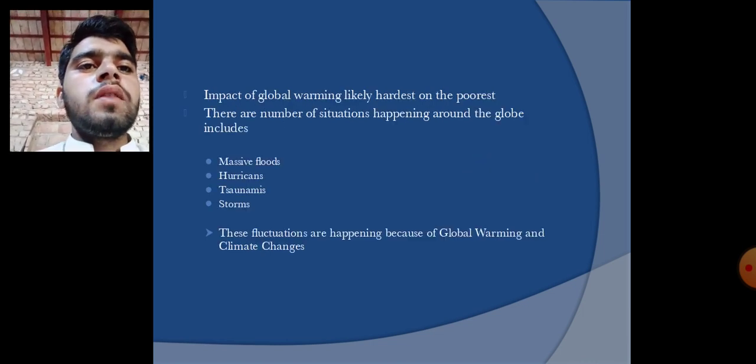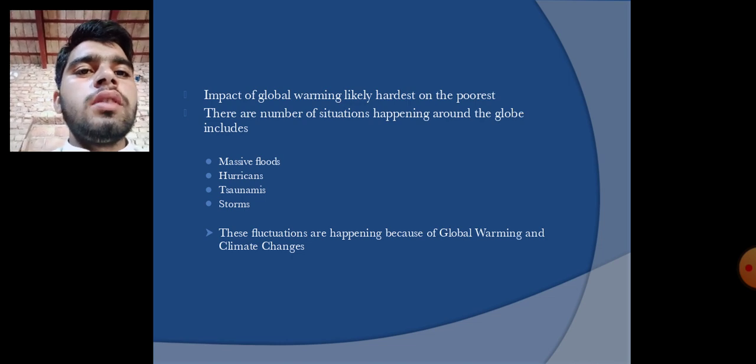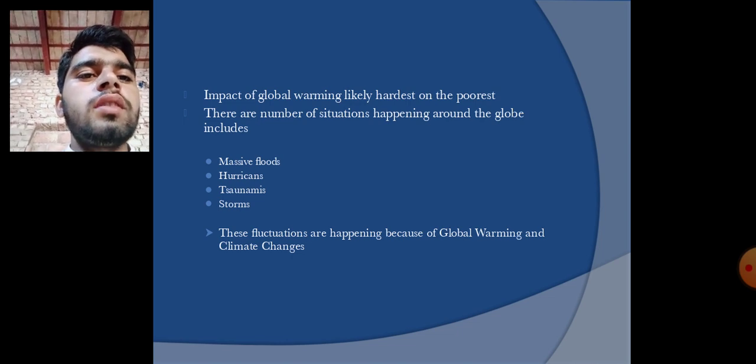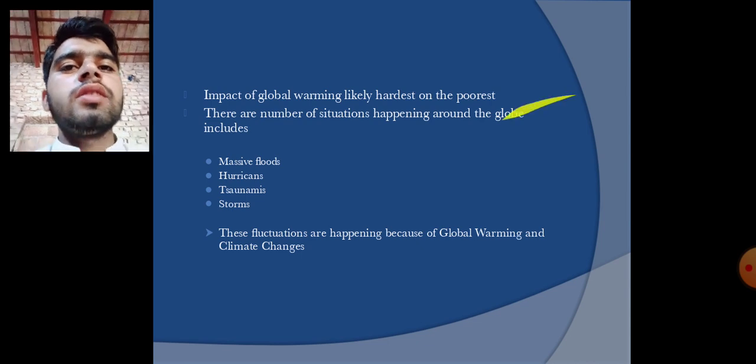Impact of global warming likely hardest on the poorest. There are a number of situations happening around the globe, including massive floods, hurricanes, and storms. These situations are happening because of global warming and climate change.